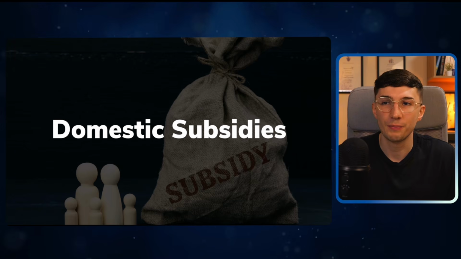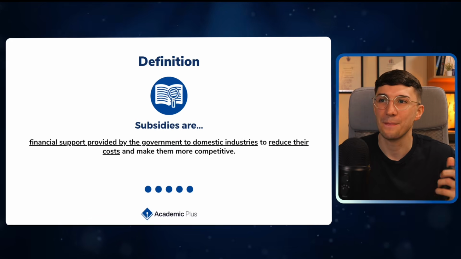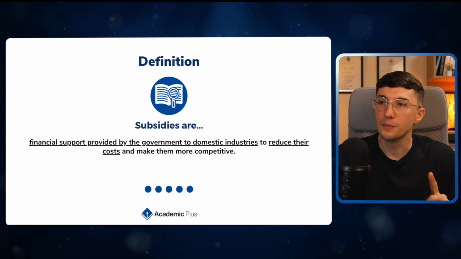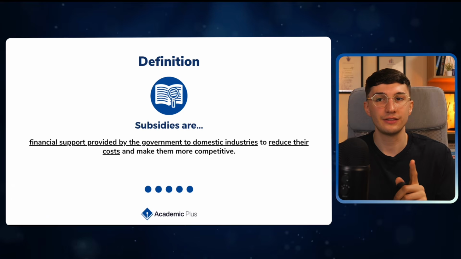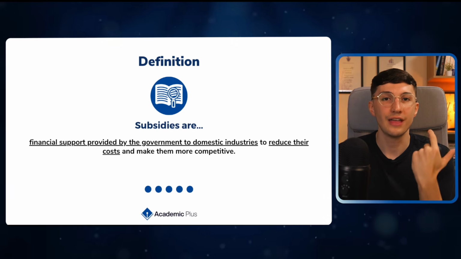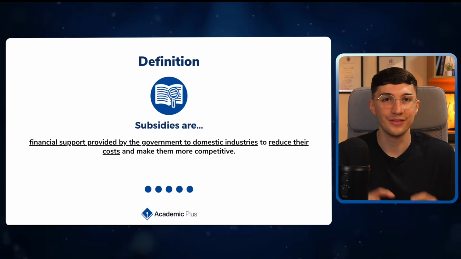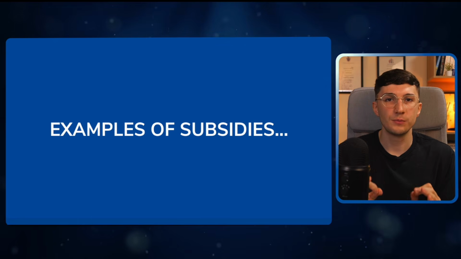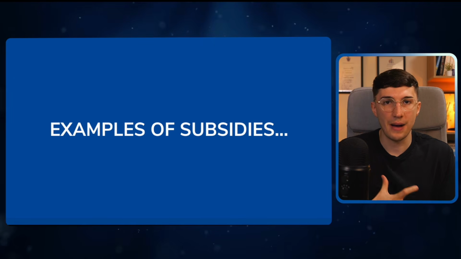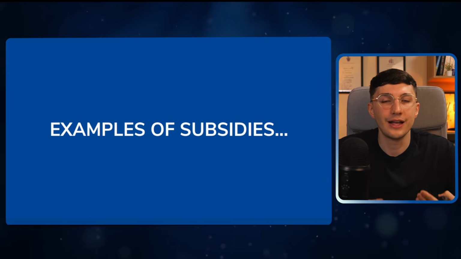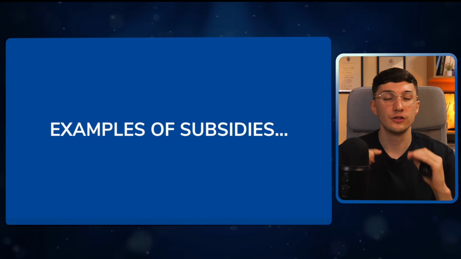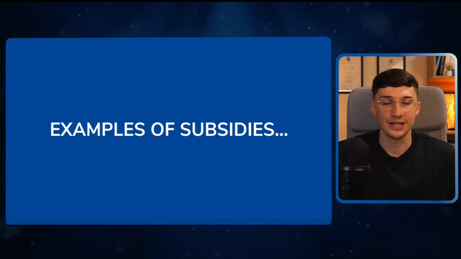And the final form of protectionism that we have is domestic subsidies. Now, a subsidy is financial support provided by the government to domestic industries to reduce their costs and make them more competitive within that market. So with subsidies, we're not restricting the amount of goods that can be imported into the country, but what we're doing instead is making our domestic businesses more competitive in the international landscape.